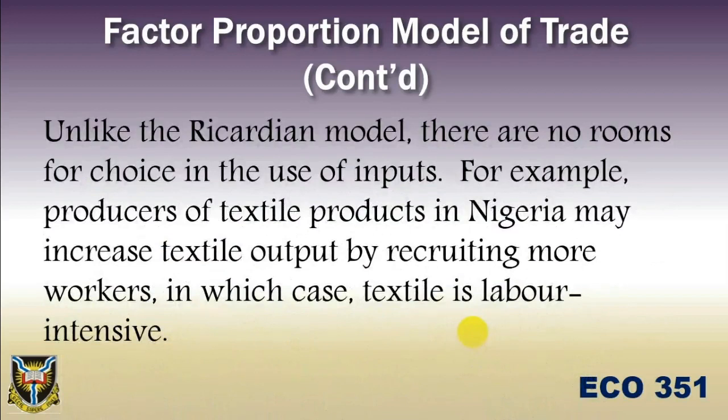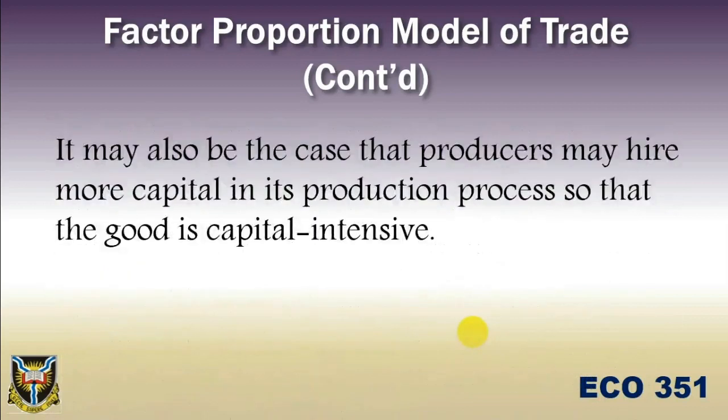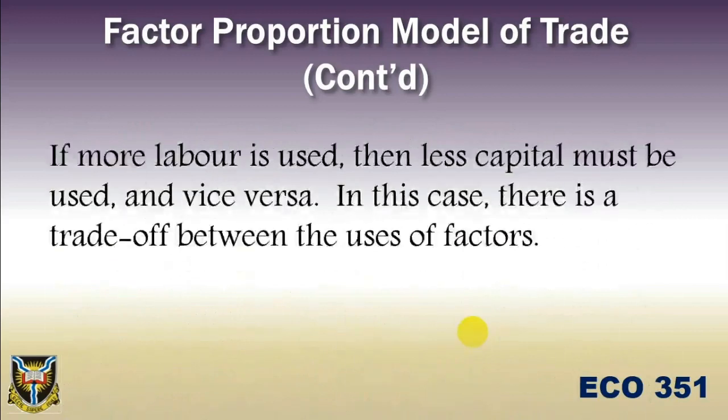For example, producers of textile products in Nigeria may increase textile output by recruiting more workers, in which case textile is labor intensive. It may also be the case that producers may hire more capital in the production process so that the good is capital intensive. If more labor is used, then less capital must be used, and vice versa. In this case, there is a trade-off between the uses of factors.